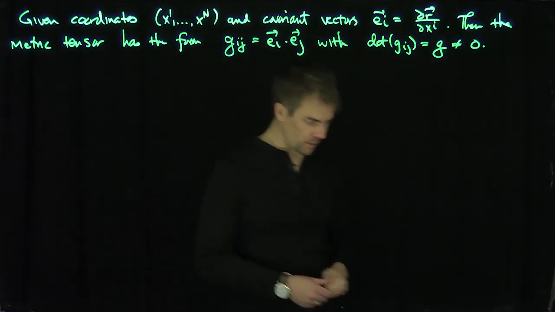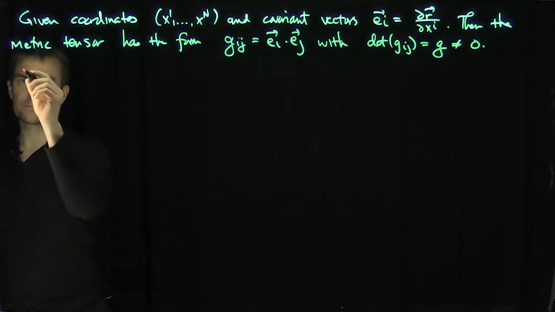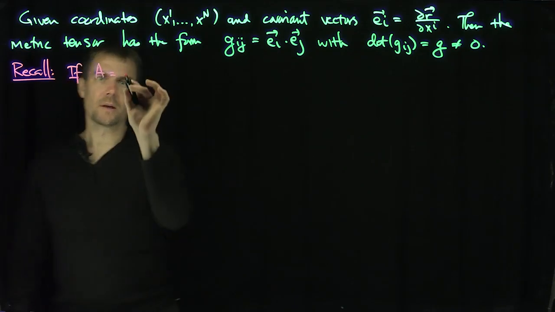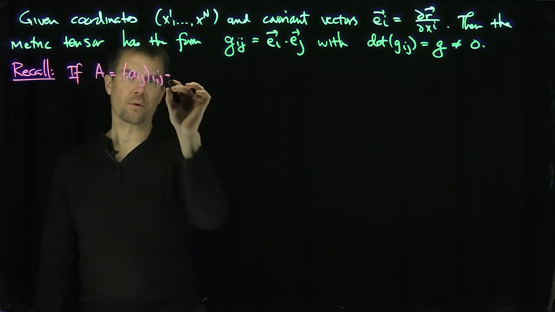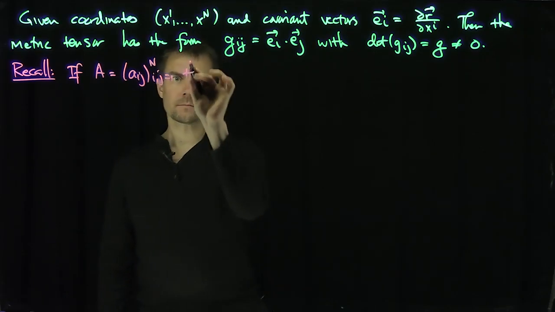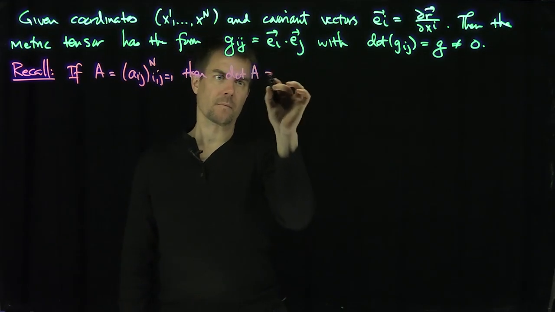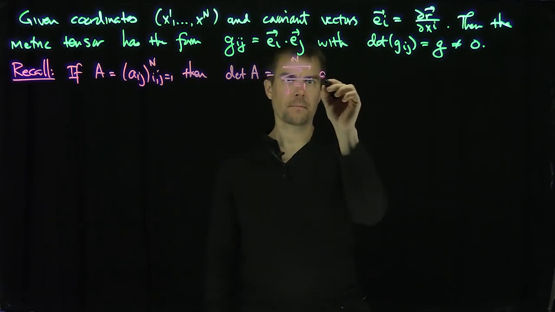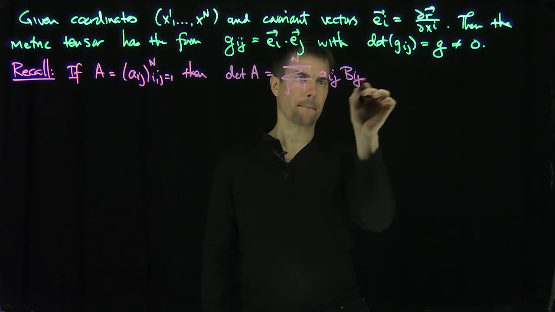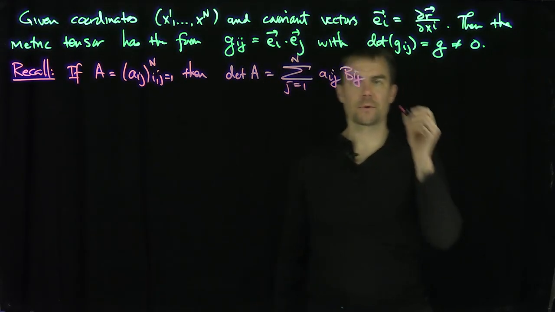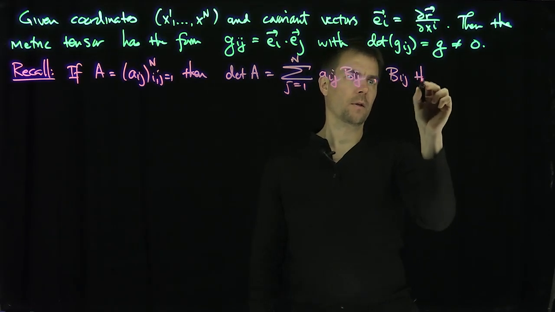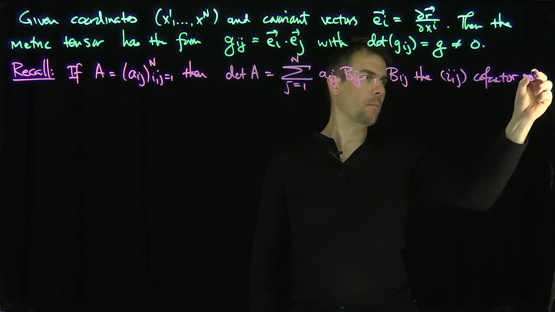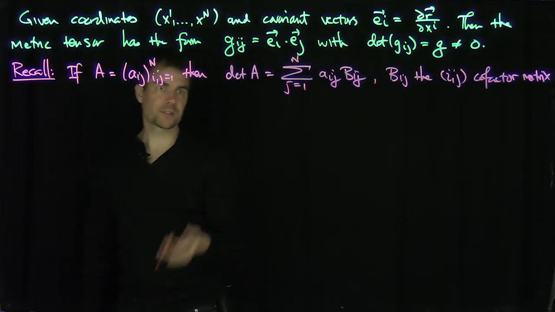Now let me remind you of a few things from linear algebra which are very handy in this context. So recall, if A is A_ij, i and j go from 1 to n, then the determinant of A is the sum, j goes from 1 to n, of A_ij times B_ij, where these B_ij's are the cofactor matrix, the ij cofactor. In other words, this is simply the Laplace expansion of the determinant, right?